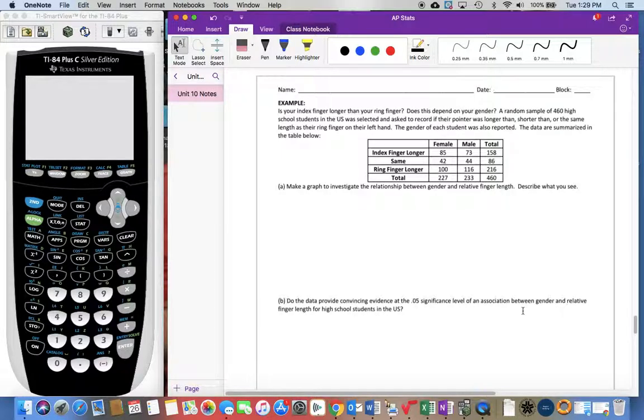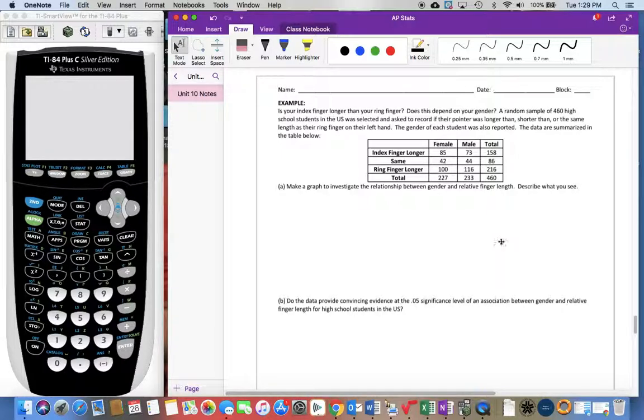So you can see that they surveyed roughly equivalent numbers of male versus female, and that it was fairly split. I wouldn't say 50-50, but fairly well split between the three different lengths of fingers. So in part A, make a graph to investigate this relationship between gender and relative finger length.